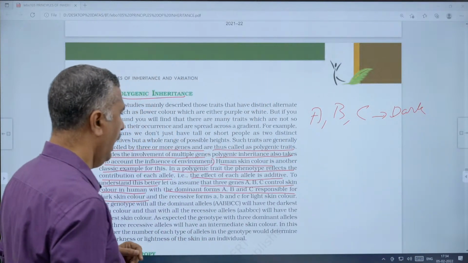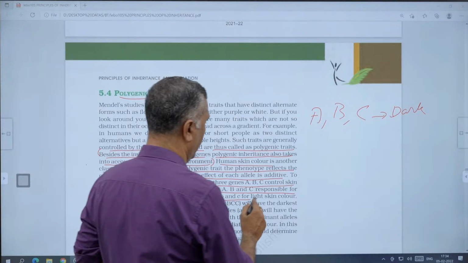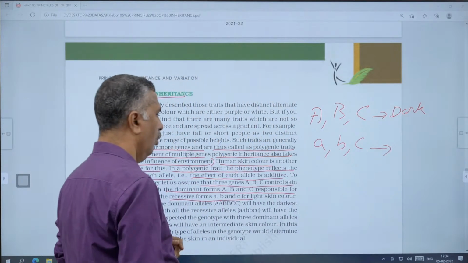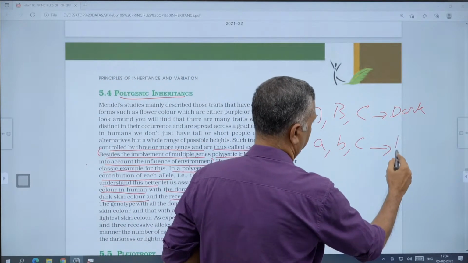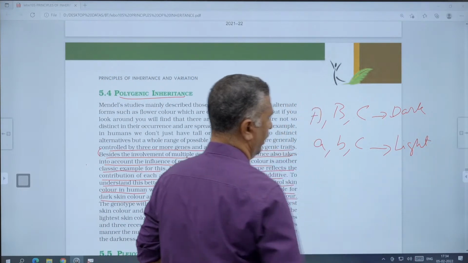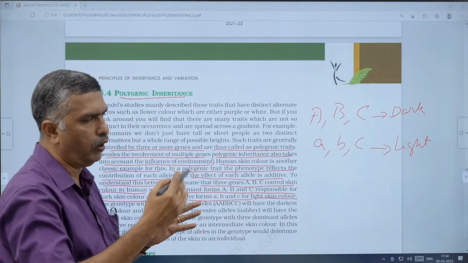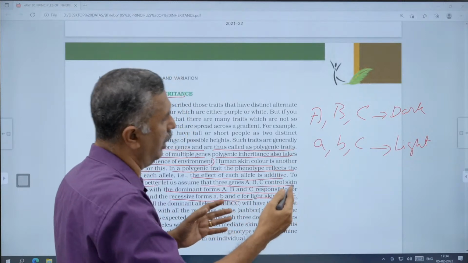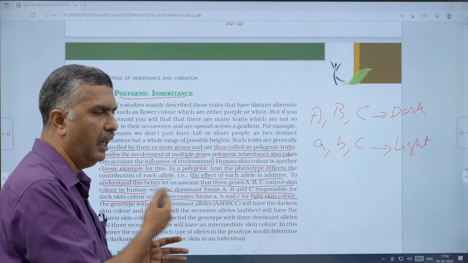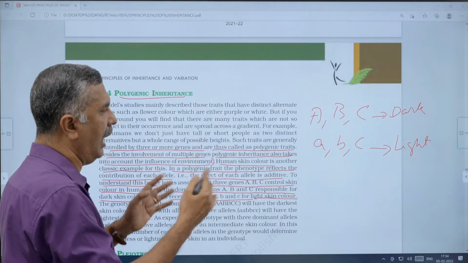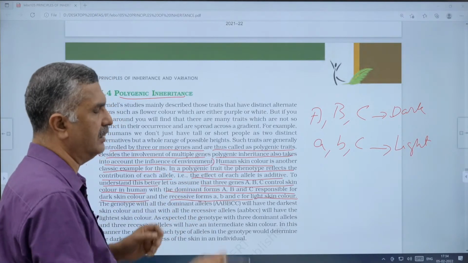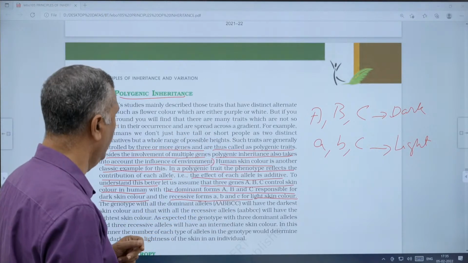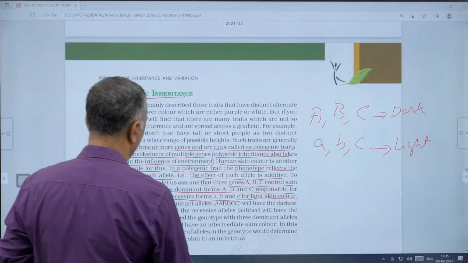And the recessive forms of these genes, small a, small b, small c, are for light skin color. That is the contribution of these alleles. If all the dominant alleles come, it gives more dark. If all the alleles are recessive ones, it will be light. That will be the addition or contribution of these alleles, and the phenotype will change.